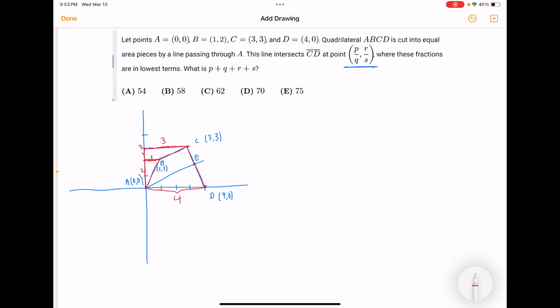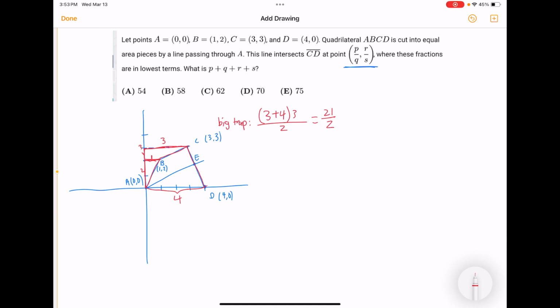Okay, so now we know all the lengths, and that means that we can find out the area of the whole trapezoid. So it would be the top base plus the bottom base times the height divided by 2. So it would be 3 plus 4. You multiply that by 3, which is the height, and then you divide this by 2. So this is the big trapezoid. It would give us 21 over 2.